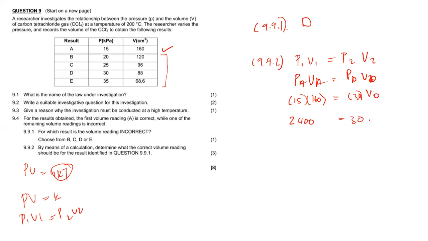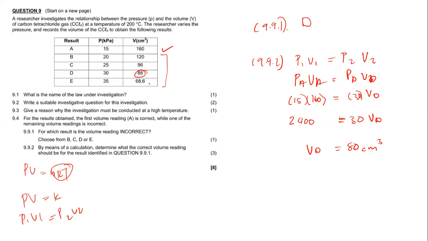And then here we have 30 VD. That's why they say you cannot do physics without math. This is like solving for X. If you didn't do maths, how can you do physics? Now, let us divide both sides by 30. We say 2,400 divided by 30, and we get the volume of D to be 80 cubic centimeters. Why didn't we get 88? We were supposed to get 88 if this was correct. It is wrong because we get 80 instead.